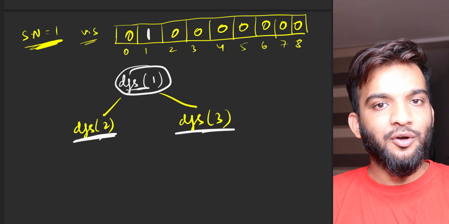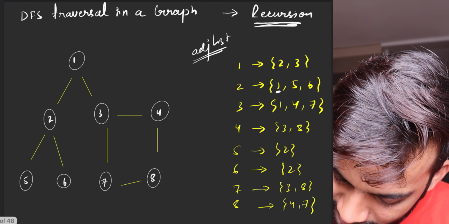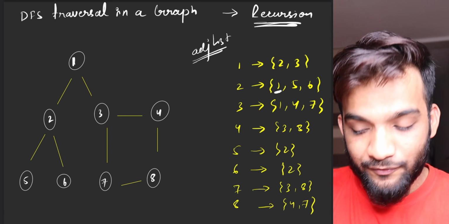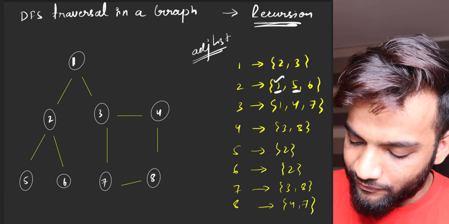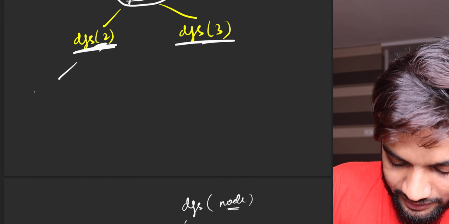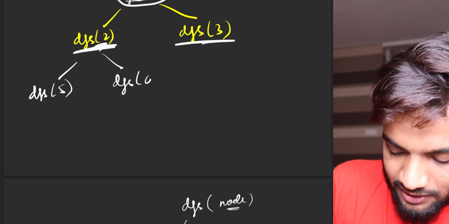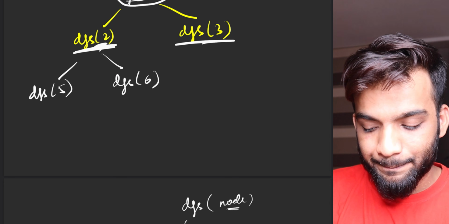So it will go to the depth of them, right? For 2, it again goes and checks there is 1, but that is already visited. Then there is 5 and then there is 6. So it will go for both: DFS for 5 and then DFS for 6. So how is the call coming up?